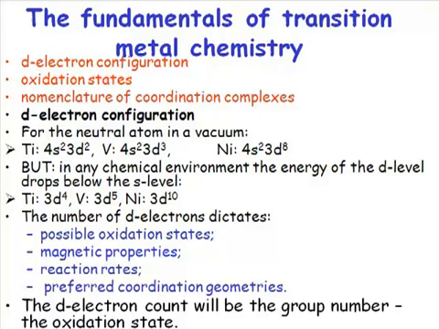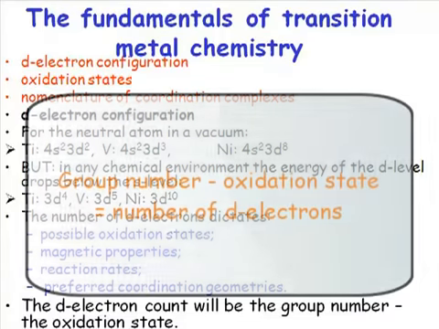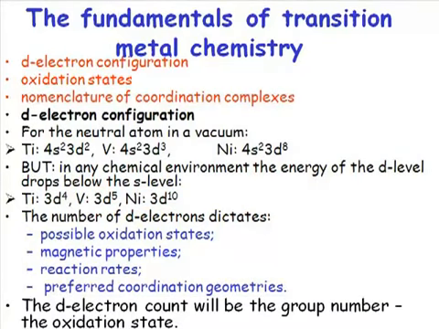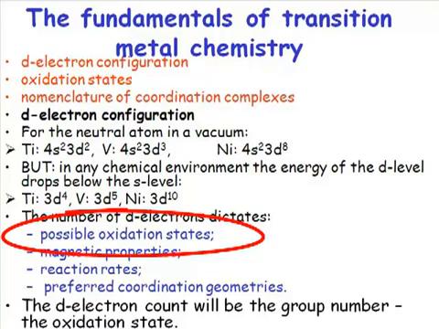So if you want to know how many electrons a transition metal ion has, you simply take the group number and subtract the oxidation state. It's that simple. Don't even consider whether they're d electrons or s electrons. In chemistry, they are d electrons, and we just take the number of d electrons from the group number and subtract the oxidation state to give us the number of electrons in our species. And why is that important? It will tell us what the possible oxidation states are.